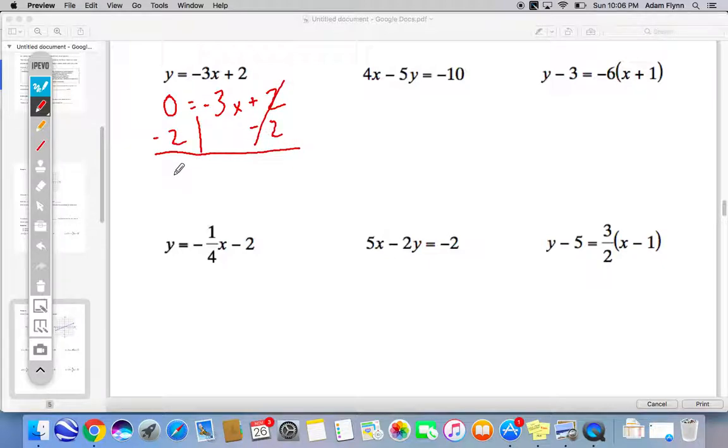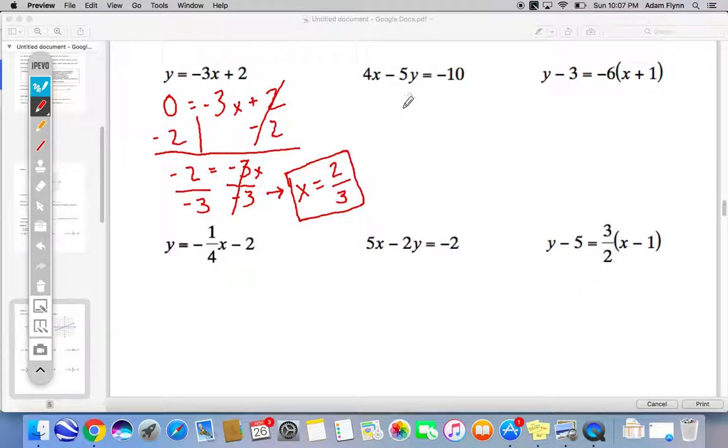Those cancel. I'm left with negative 2 equals negative 3x. Negative 3 is being multiplied by x, so I have to divide by negative 3. So these cancel. I'm left with x equals negative 2 divided by negative 3. I know my negative signs cancel, so I'm left with 2/3. So if I had a graph on the x-axis, this line would cross at x equals 2/3.